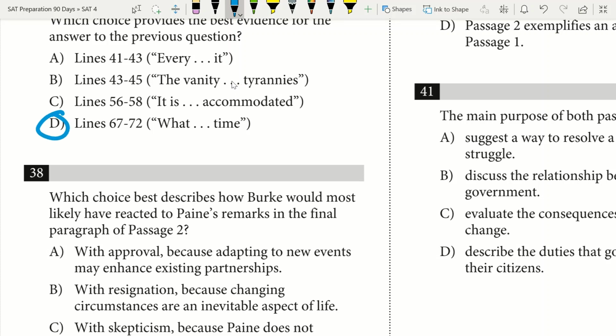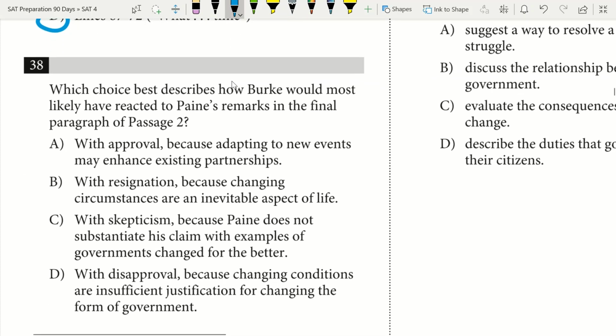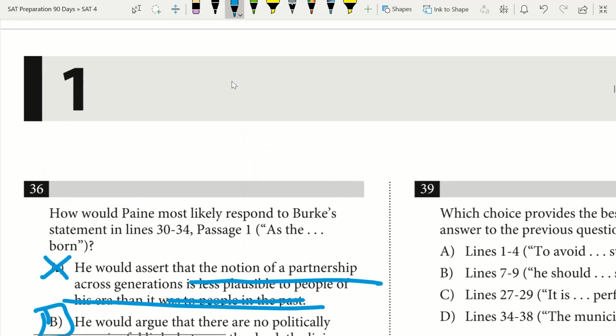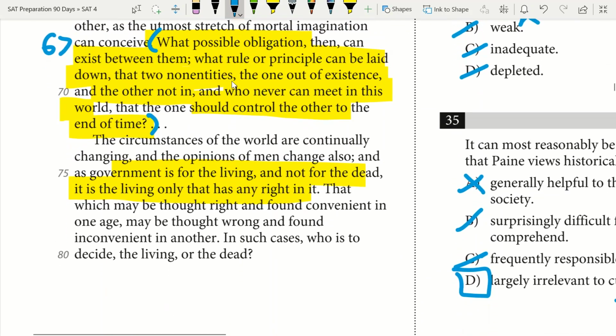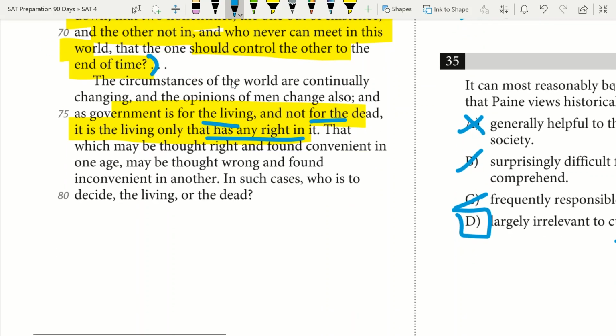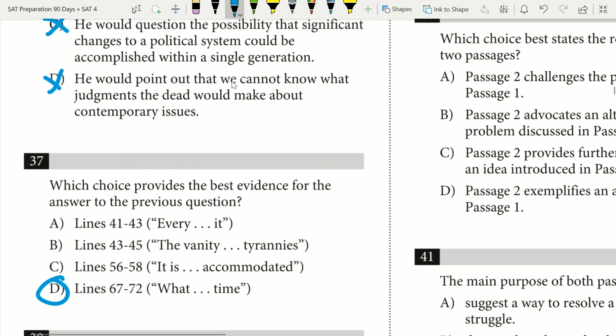Okay, 38, which choice best describes how Burke would most likely have reacted to Paine's arguments in the final paragraph of passage 2. We know in the final paragraph of passage 2, Paine is arguing that there's really obviously no meaningful links between the three groups. He's arguing that the government is for the living, not for the dead, not for the people who are to come. Only the living has any right in it. So how would the author of passage 1 respond to that?